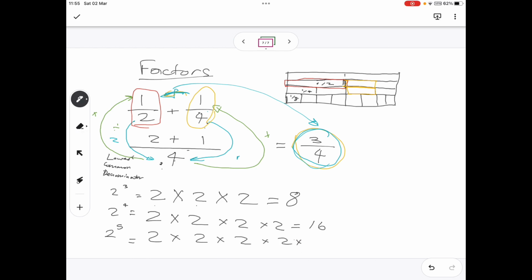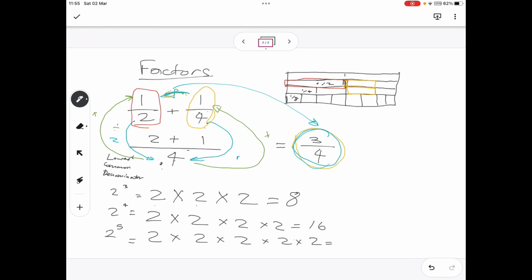32. How many times did you multiply 2 by itself? 5. Okay, the instruction was to do it 4 times, so your math is not incorrect. The instruction was to do it 4 times, but you've already moved on from that.